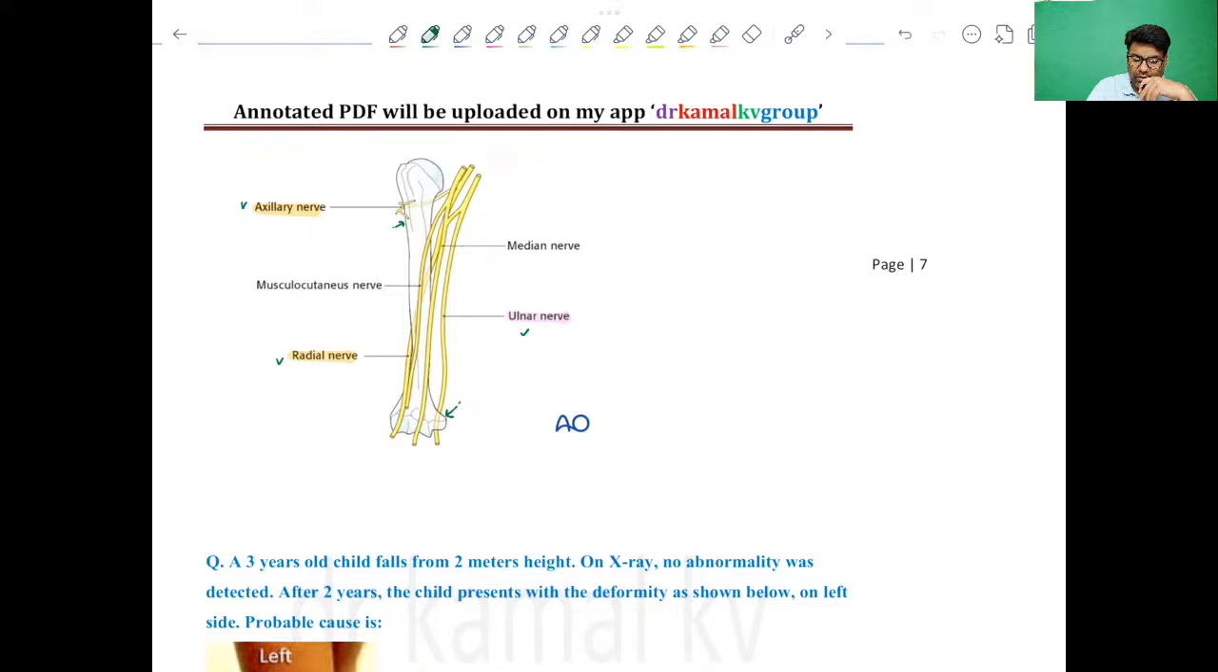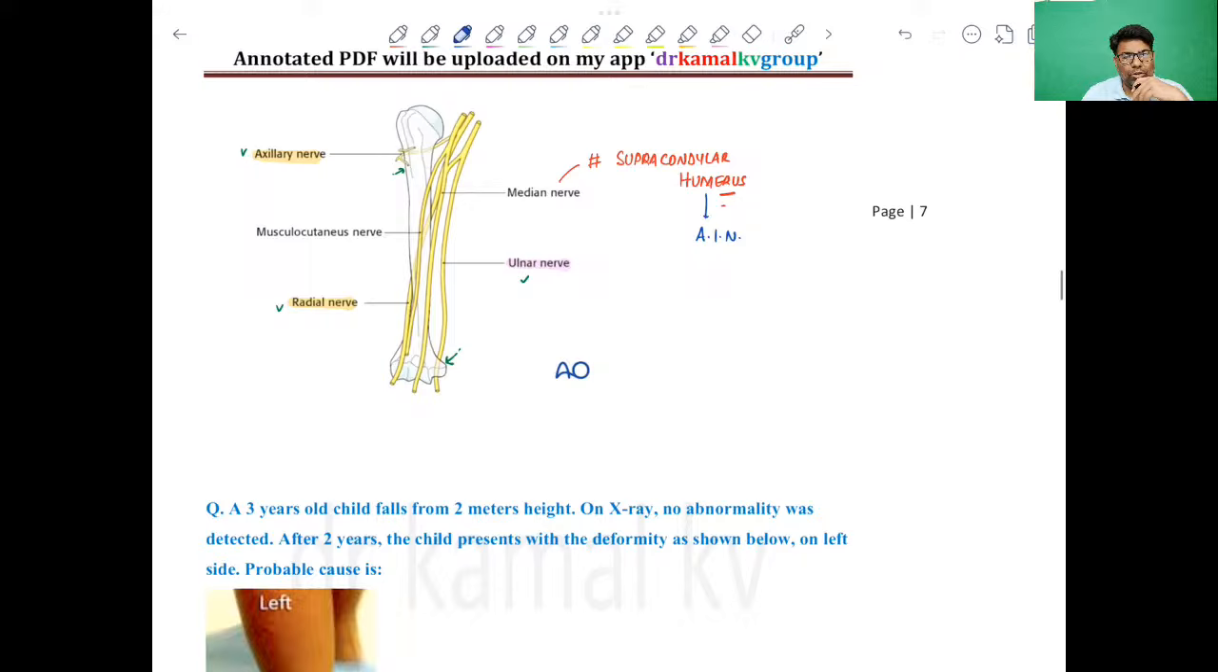And yes, the median nerve can be injured in a supracondylar fracture of the humerus, right? So these are the four importantly injured nerves. Although it is the anterior interosseous nerve branch which is commonly injured, you can take the median nerve as the parent nerve as well. So this much you need to remember.